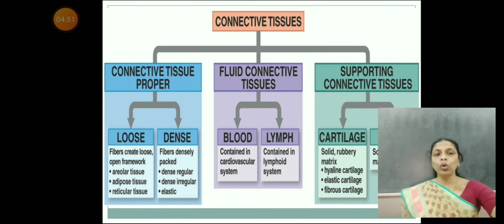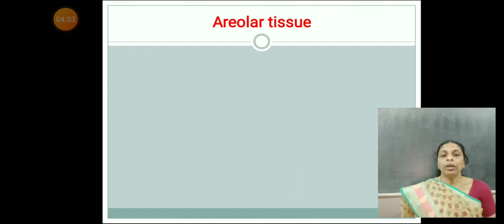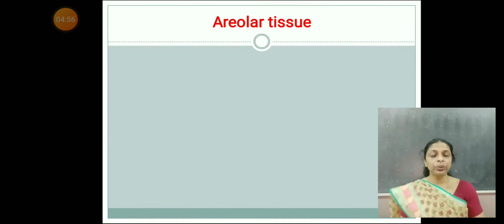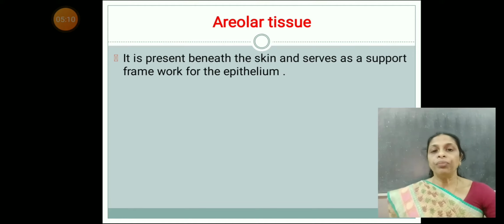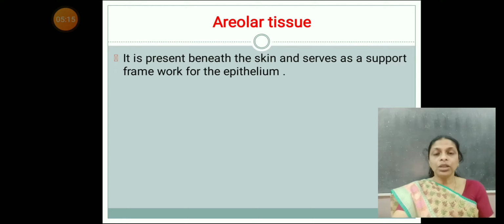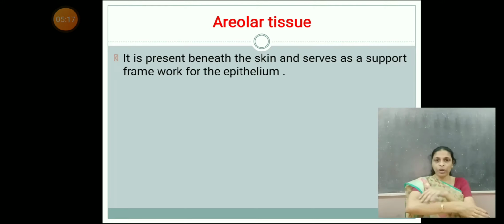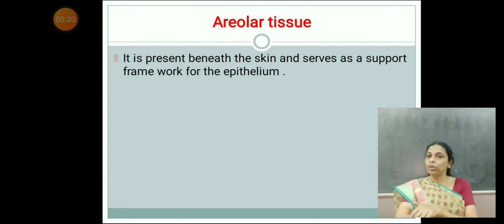Okay, now we will move on to the next, that is areolar tissue. So what is areolar tissue? It comes under connective tissue proper, which is again divided into loose and dense. So areolar tissue comes under loose connective tissue, right? Now what are the features of this areolar tissue? Areolar tissue is found usually beneath the skin, right? The skin forms the upper layer of our body, the outer covering of the body, and that is made up of epithelial tissue. So just beneath that skin we find this areolar tissue.